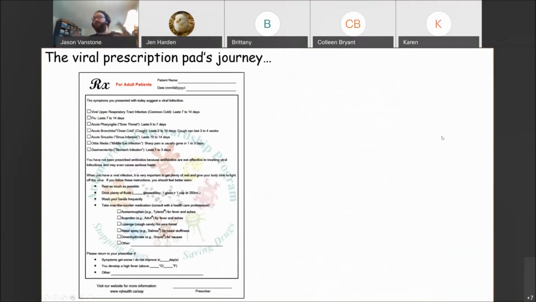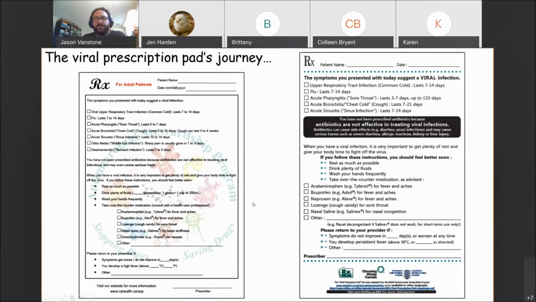And I just want to give a little overview of the viral prescription pads journey. So this is what it looked like when we had initially developed it in 2016. RX Files here in Saskatchewan got a hold of it, and they put their own spin on it. So they gave it a bit of a facelift, I guess, and a bit of a different layout. That has been adopted by Choosing Wisely Canada, so you can find this on Choosing Wisely Canada's website, which is great to have this kind of stuff promoted by a national group like that as well.